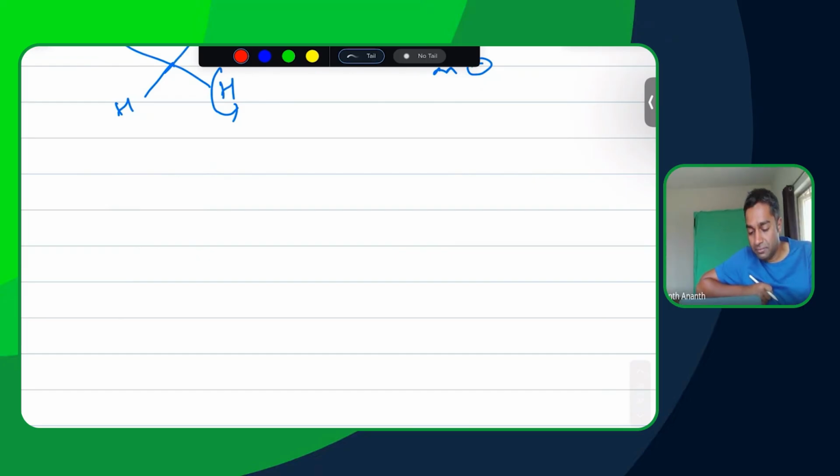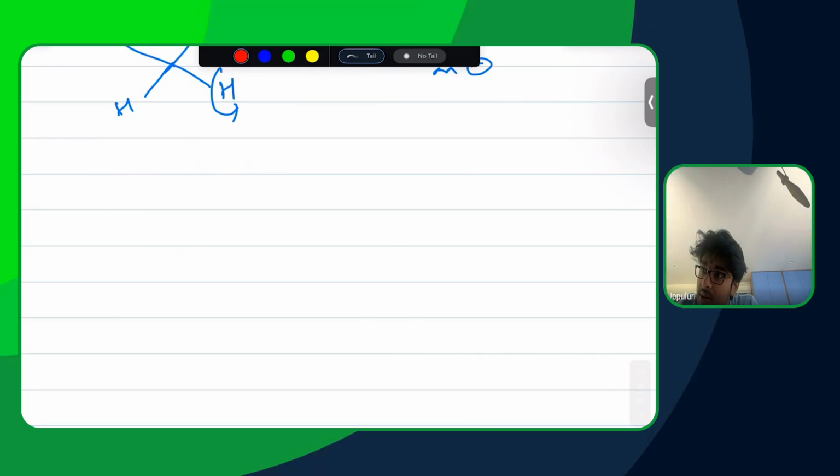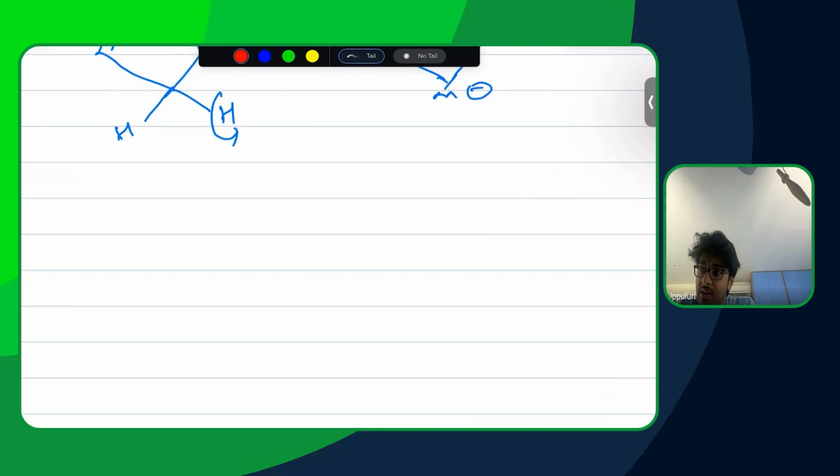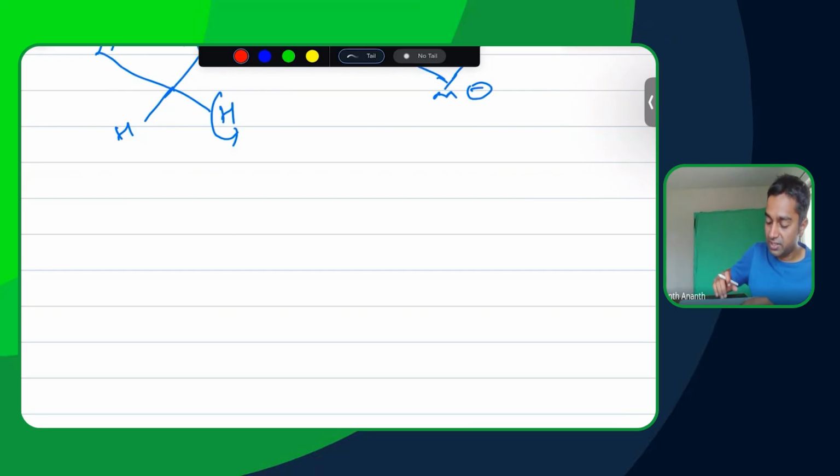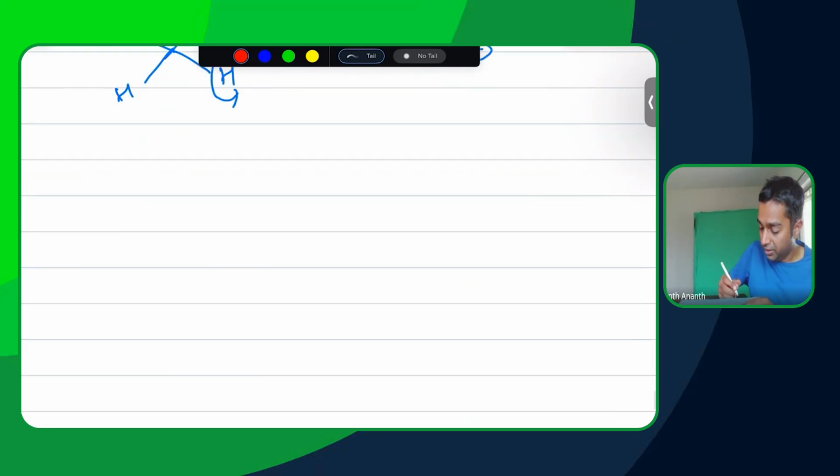If I change it to alkyl lithium, what will be the answer then? Alkyl lithium, like CH3Li instead of CH3MgBr. What will happen then? 4.